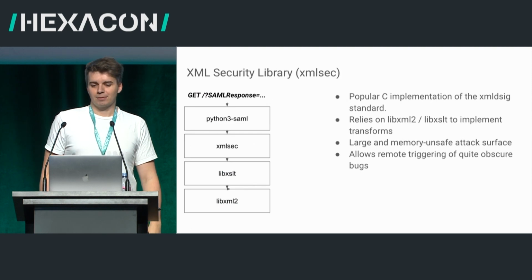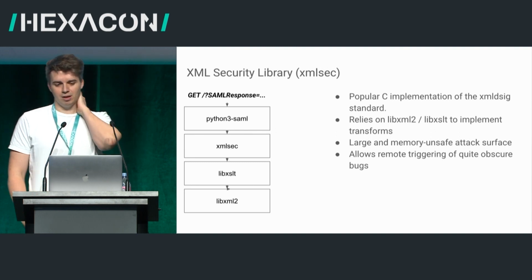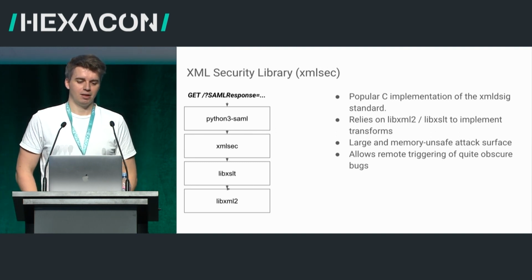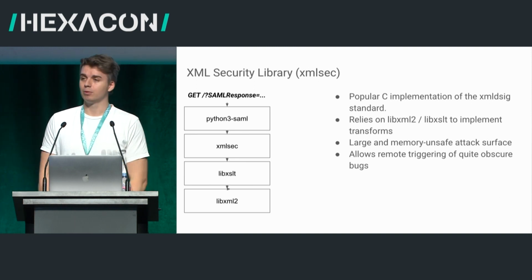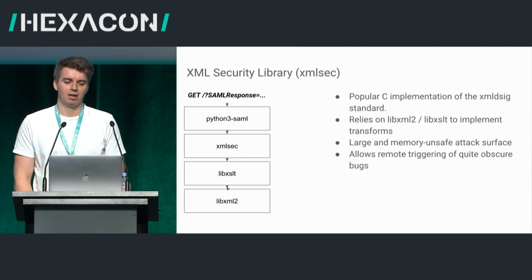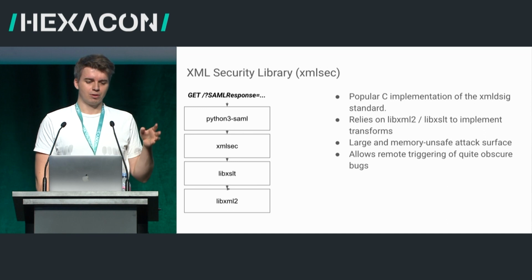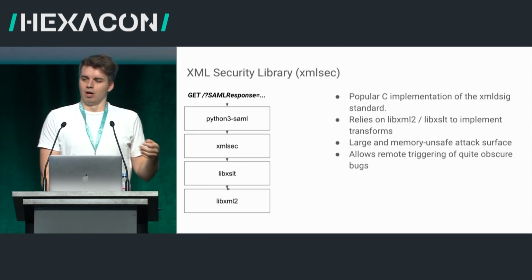So if you find something like this in a protocol, you of course want to see how this is actually implemented. And the first project I looked at is the XML security library, which is also known as XML-sec. And XML-sec is the go-to C implementation of the XML DSig standard.